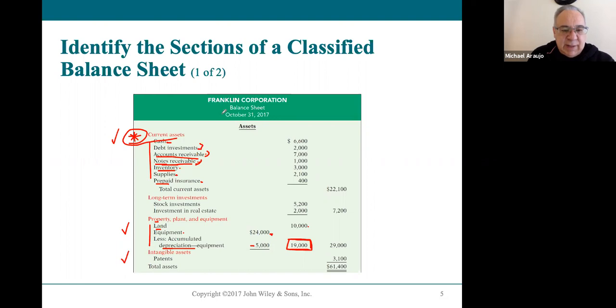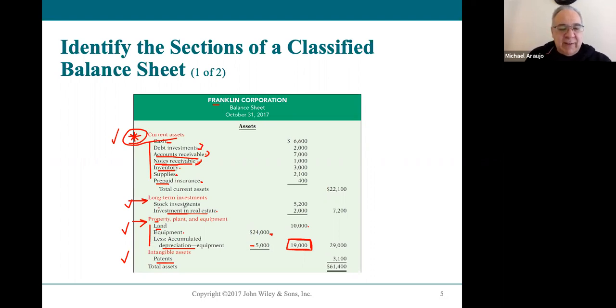Okay. Intangible assets, this particular company, Franklin Company, has patents, gets government recognition that you own an invention. So only you can make it, or only you can license someone making it on your behalf. Okay. And then here, this company has some long-term investments. It has an investment in real estate. So again, it has real estate, but it's not using it. If it was using it, it would be property, plant, and equipment. But because they own it and they're not using it, it's long-term investment. Okay. It'll change categories when they start fixing it up and using it to produce revenue.